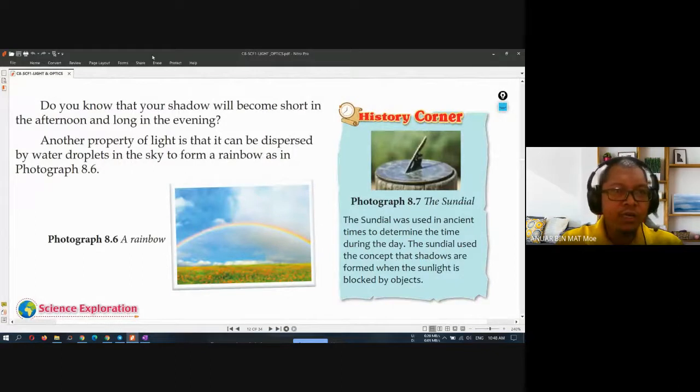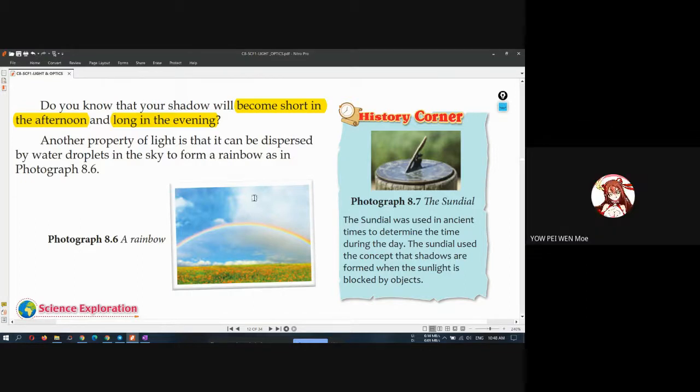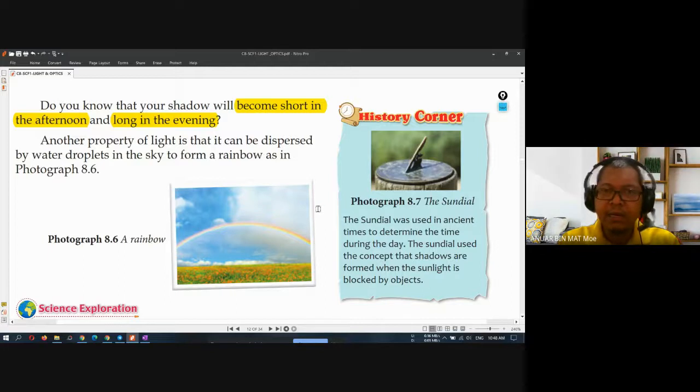Shadow becomes short in the afternoon. Next one, shadow will become short in the afternoon, and long in the evening. Can you understand this? Why does the shadow become short in the afternoon and long in the evening? Because of the distance of the sun or the position of the sun? Which one do you think?